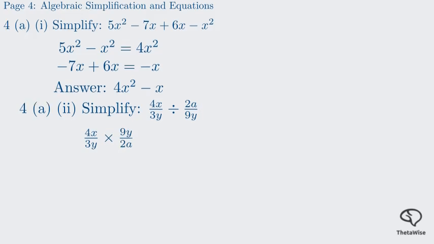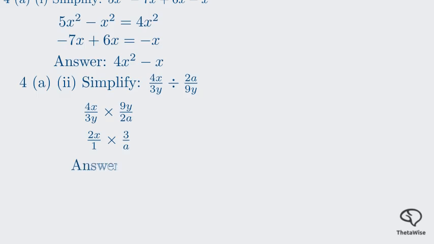Now we can simplify before multiplying. The y on the top and bottom cancel out. 9 divided by 3 is 3. 4 divided by 2 is 2. Multiplying across, we get 6x over a.